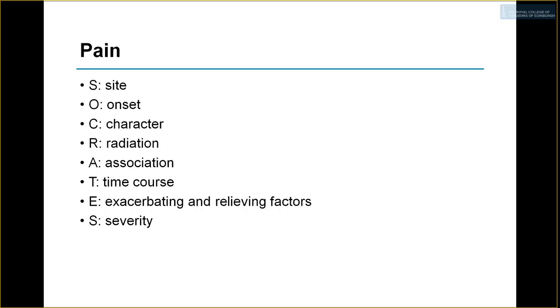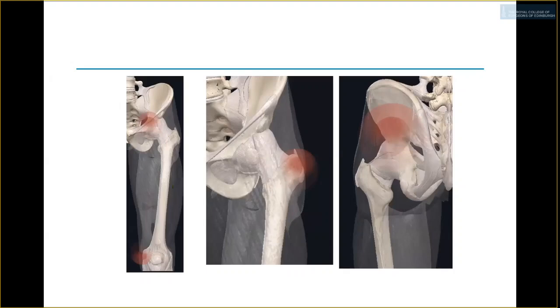When it comes to pain in every part of the body, you need to remember SOCRATES. Site of pain is very important, and it tells you a lot. Any pathology or pain originating from the hip is most likely to be felt in the groin, and usually if it's radiating, it would radiate down the anterior aspect of the thigh down to the knee.